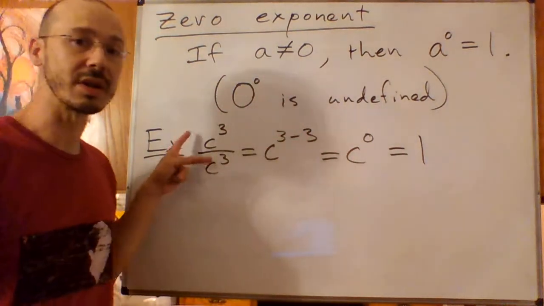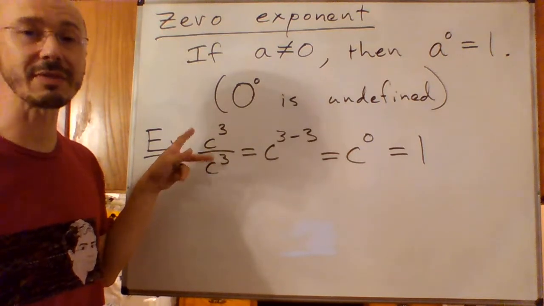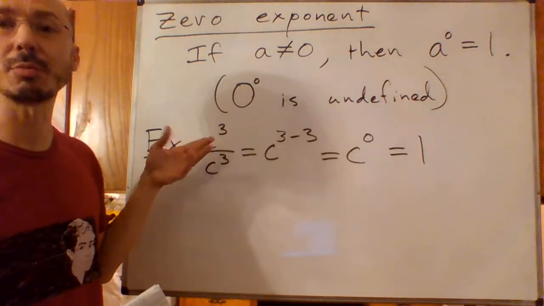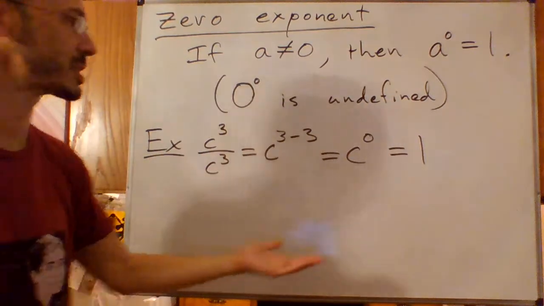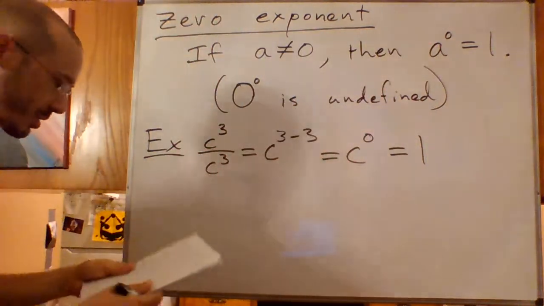Now also, you could look at this a different way. C to the 3rd divided by C to the 3rd, whatever that number is, as long as it's not 0. We divide the number by itself, we should get 1. So this is just verifying our expectation that the 0 exponent should make sense in terms of a fraction.